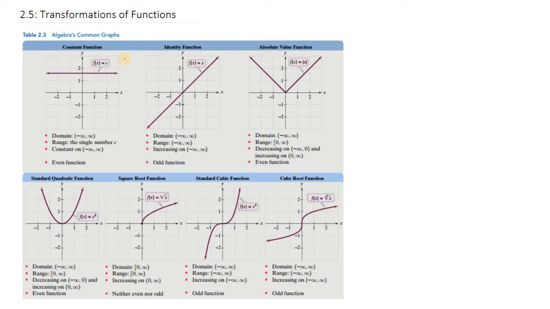Hello guys, today we're going to study 2.5 transformations of functions. First, let's take a look at algebra's common graphs. So if we have f of x equals c, a constant, you're just going to have a horizontal line. Pause this video and take a look.